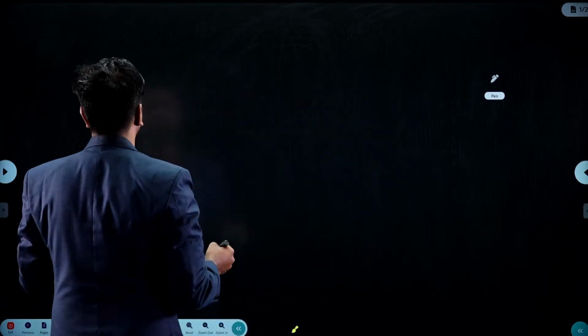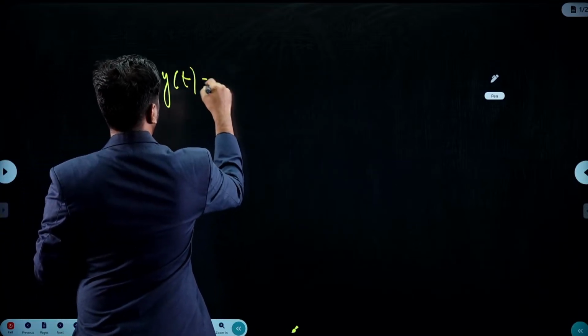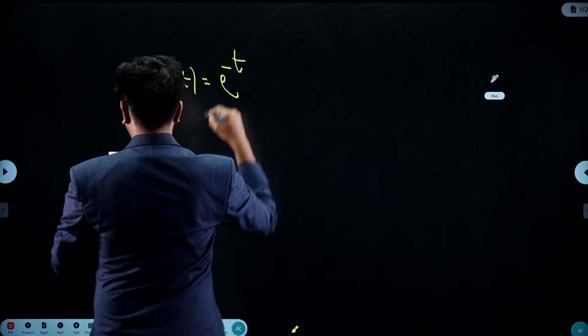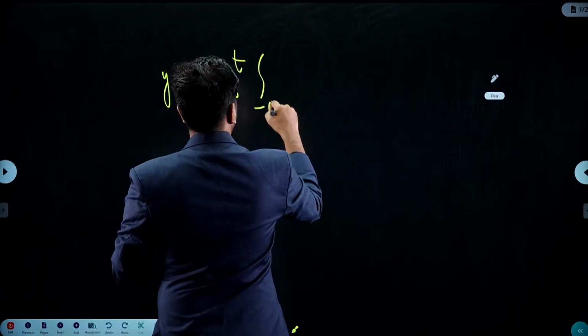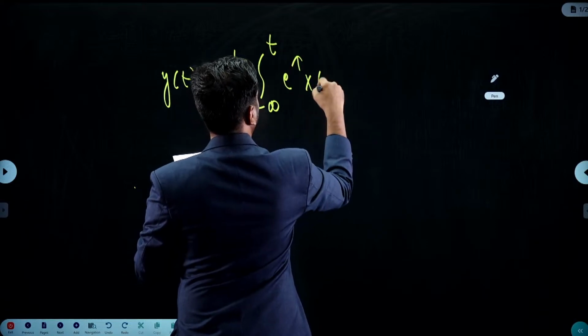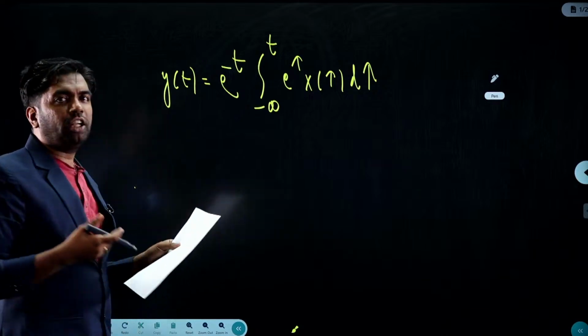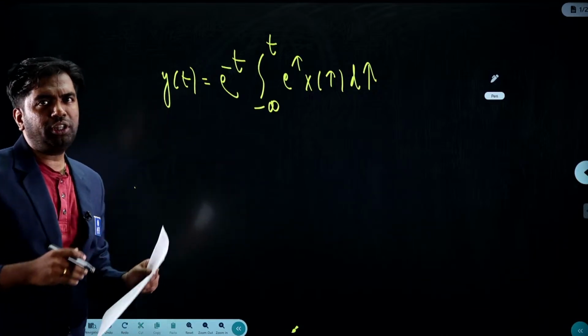So earlier we solved 5 questions from signals. We got 2 more questions from signals and systems. One of the questions was like this. They gave an input-output relation in the following way: y of t equals e power minus t, integral from minus infinity to t, e power tau x of tau d tau. And they're asking about linearity, time invariance, and whether the system is causal or not.